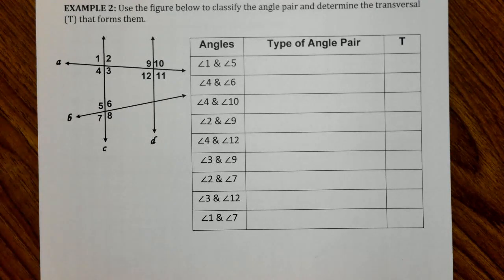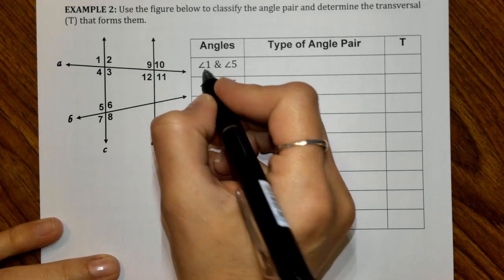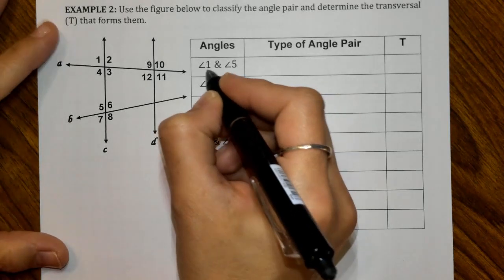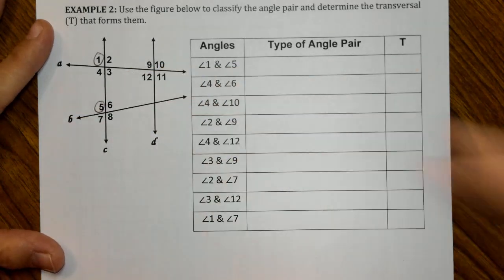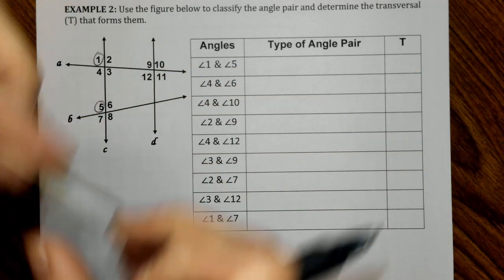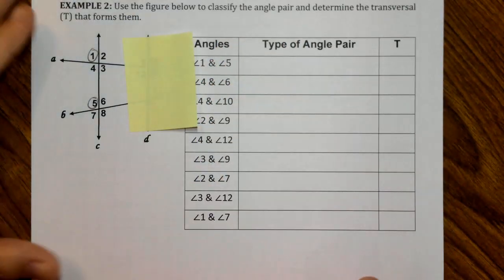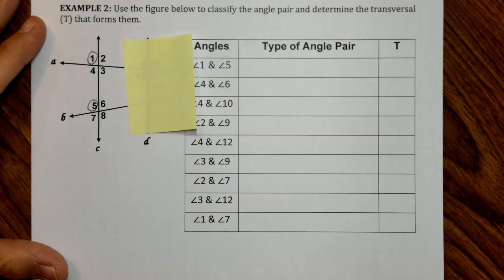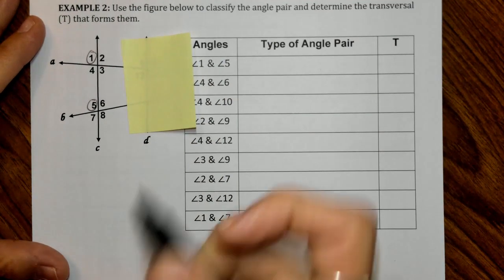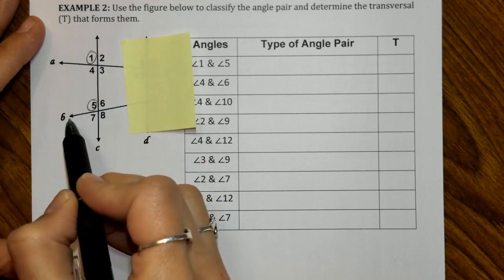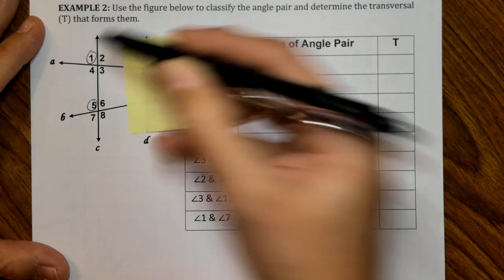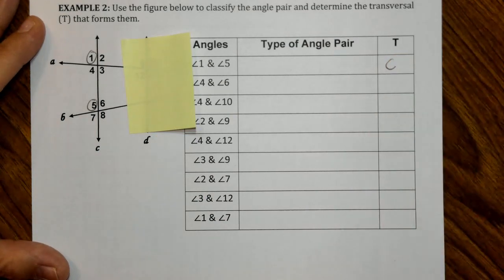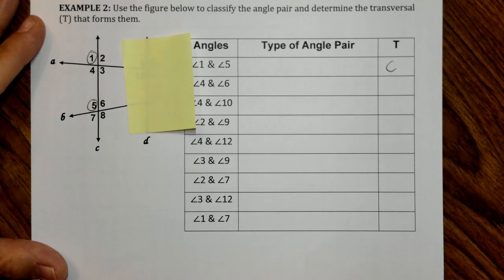So let's take a look at the first one here. And I'm going to do a lot of erasing here, okay? Angle 1 and angle 5. So let's go find angle 1 and angle 5. Because we have so many lines, I'm going to suggest that you cover up the line we're not using. What line do both of these angles touch? A, no. B, no. C, yes. They both touch line C. So T for your transversal is going to be line C.